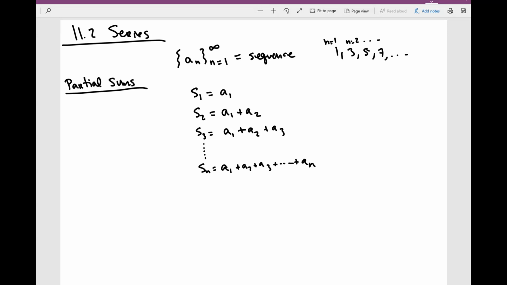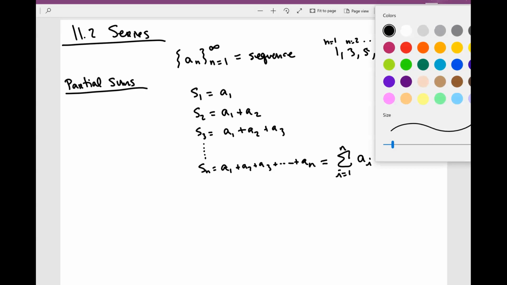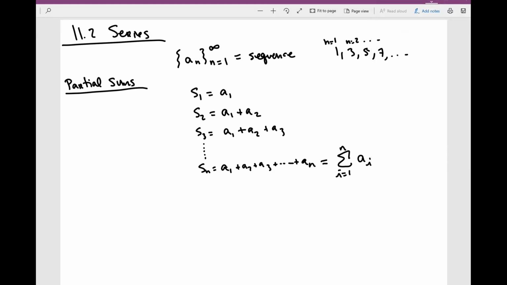Now, there's some shorthand notation that we've learned in pre-calculus, and that's the summation as i goes from 1 to n of a sub i. This is really fancy notation that basically says i starts at 1, all the way to n. That's where we're going to end, and we're going to add all of these a sub i's. So we've seen the summation notation before.